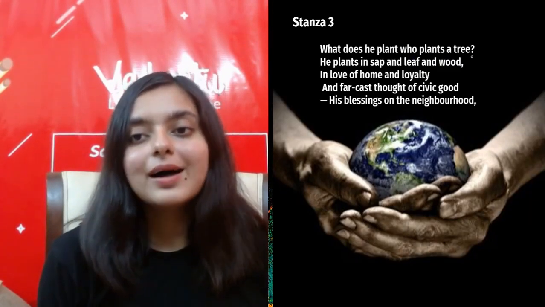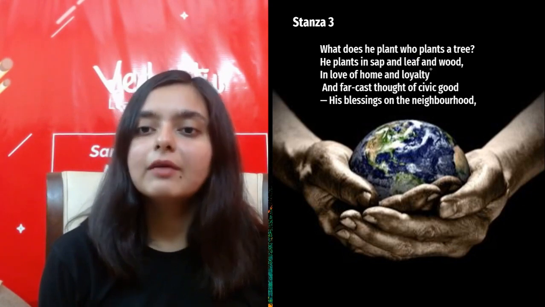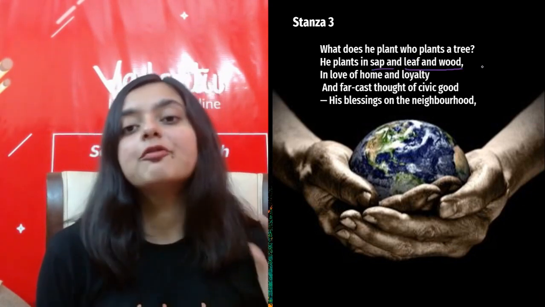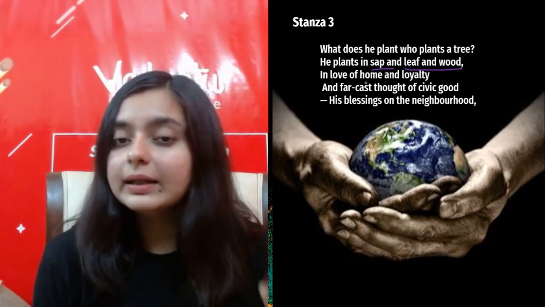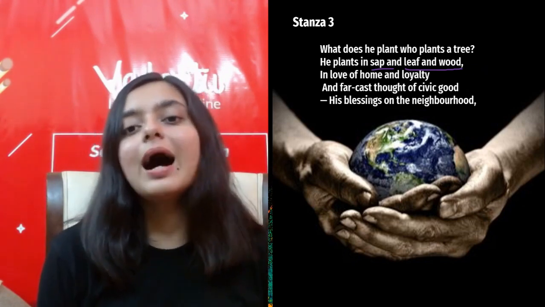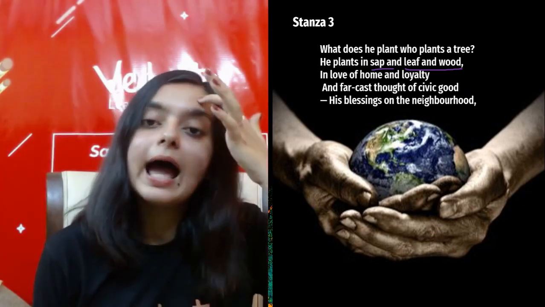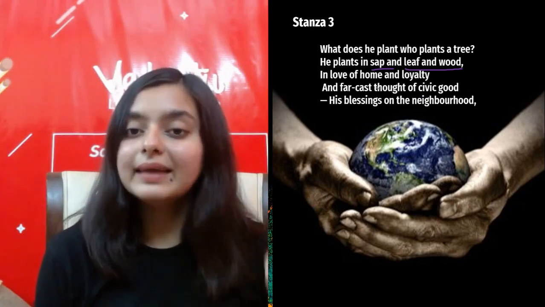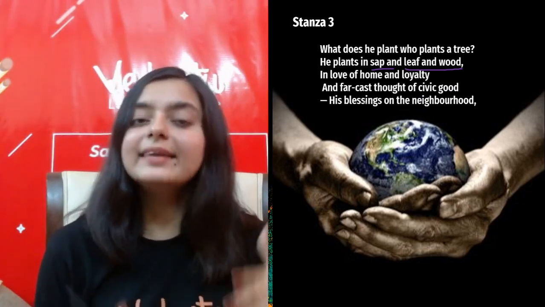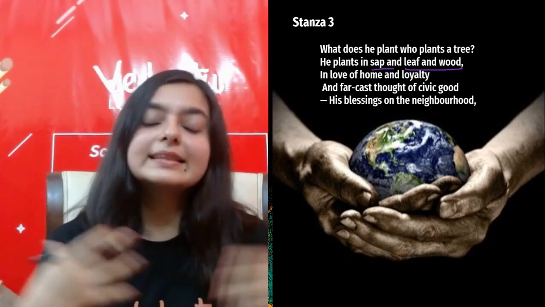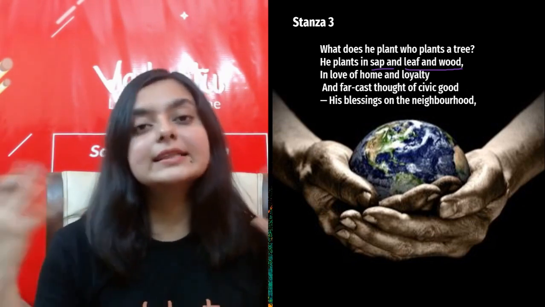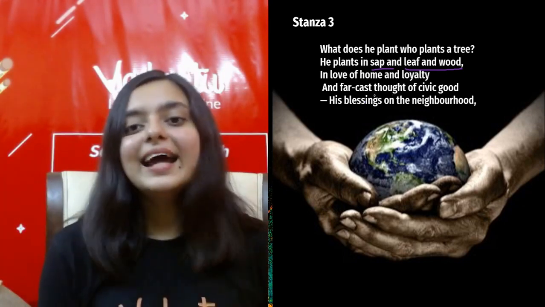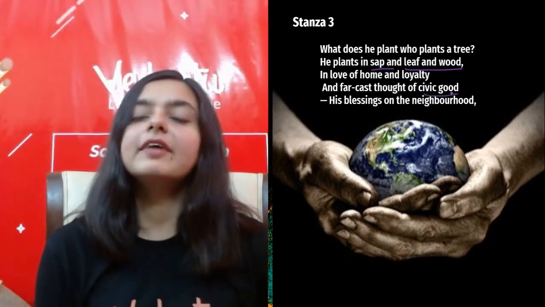What does he plant? Who plants a tree? He plants in sap and leaf and wood. So these are the useful products that we get from plants. In love of home and loyalty, and a far cast thought of civic good. So those who plant a tree, they are loyal to their home, as in they are loyal to this earth, right? Because planting a tree would make this earth close to heaven, right? A place worth living, right? So he is thinking about civic good.